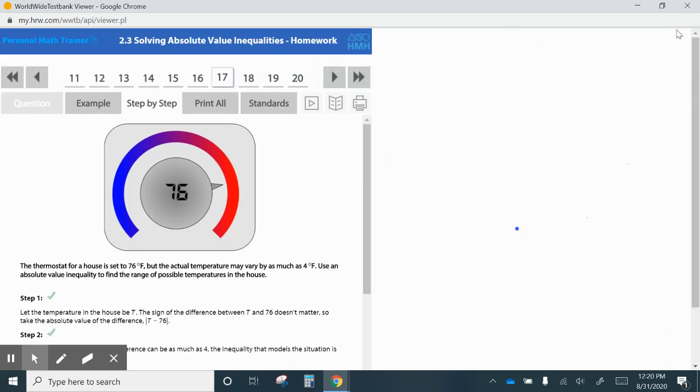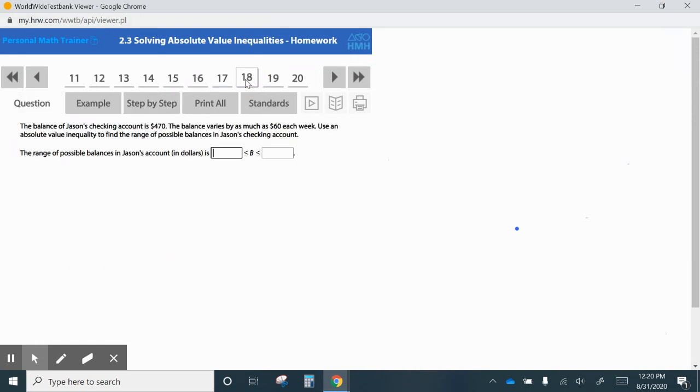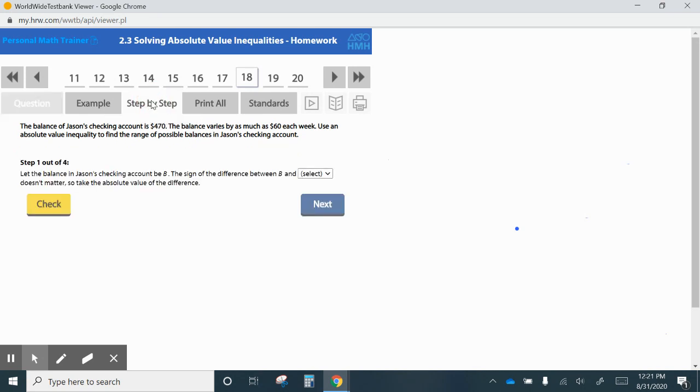That was question 17. Now let's look at 18. The balance of Jason's checking account is $470. The balance varies by as much as $60 each week. Use an absolute value inequality to find the range of possible balances in Jason's checking account. The range of possible balances in Jason's account is, let's do step by step. Let the balance in Jason's checking account be B. The sign of the difference between B and 470 doesn't matter. So take the absolute value of the difference.